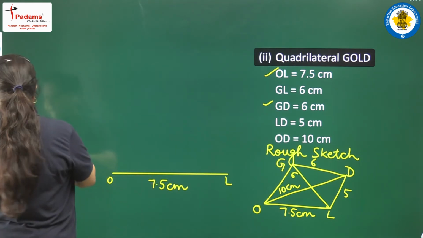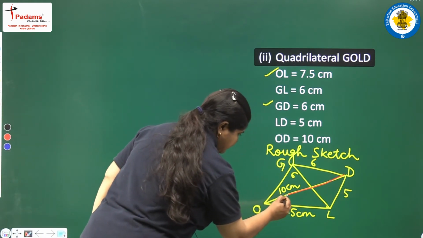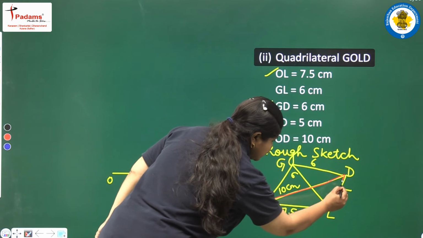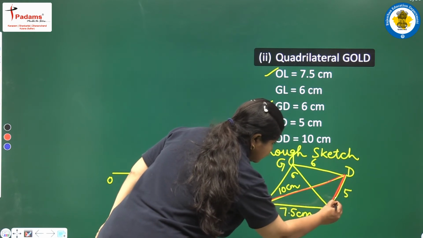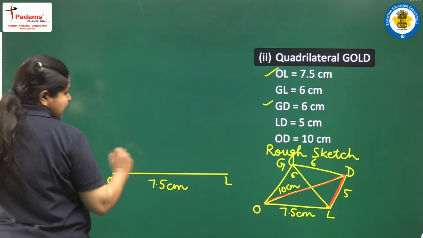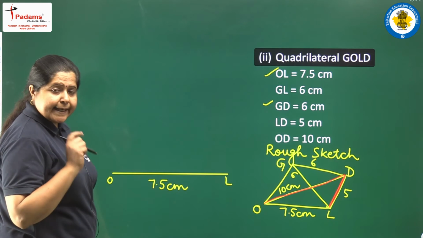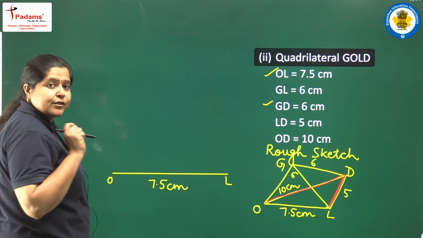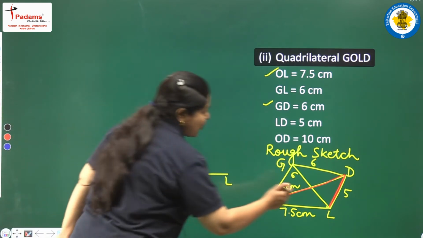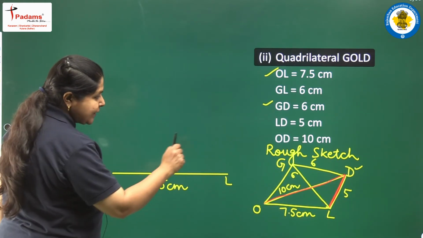What next? Which two measurements do we know? We know this one, OD, the red one, 10, and we also know this one measuring 5. So we will draw these two line segments with the help of a compass. First we will draw two arcs and then we will get the point of intersection of the two arcs with point D as its name, and then we will get this triangle ODL.